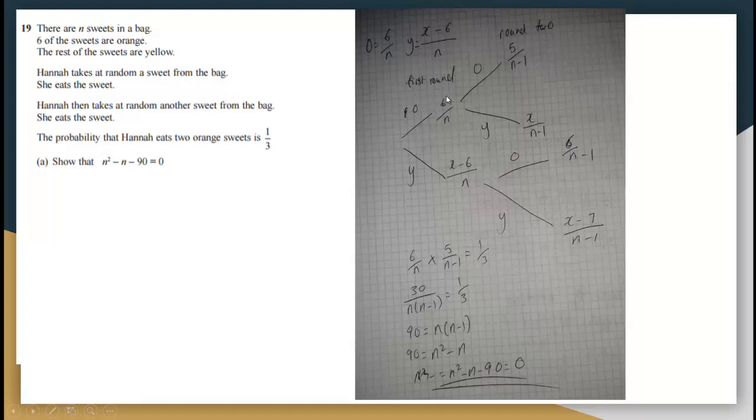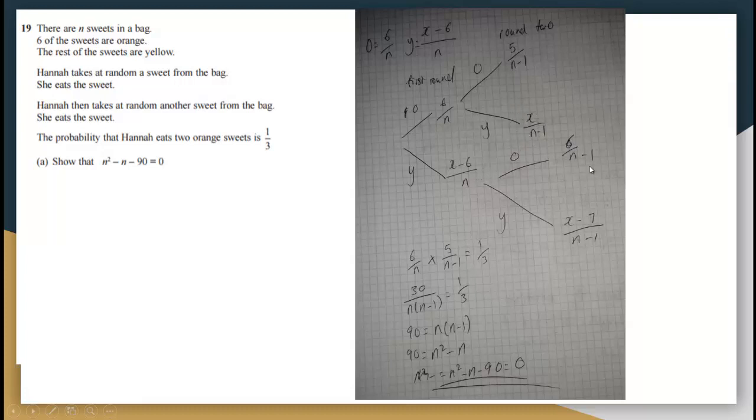So we know in the first round it's 6 over n for orange, and for yellow it will be x minus 6 over n. And then we know that the total will always be reducing every time she takes out a sweet. So we have 1 less of the orange, so 5 over n minus 1, and for yellow it's x over n minus 1 here, because again, no yellow sweets would have been taken, so you still have the same amount of yellow sweets, which we do not know.